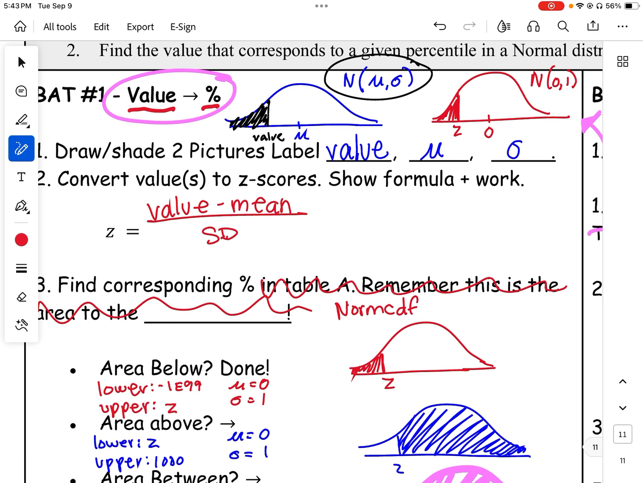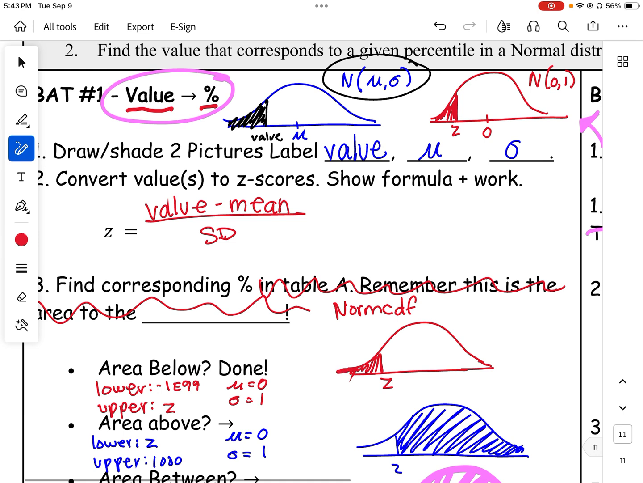So area below is in red. You would shade below going left. So our lower bound is negative 1e99. That could also be negative infinity because it goes on and on forever out here, and it just keeps getting smaller and smaller. Okay, so your upper bound is going to be z. Then your mean and standard deviation are standardized. So mean is 0, standard deviation is 1.